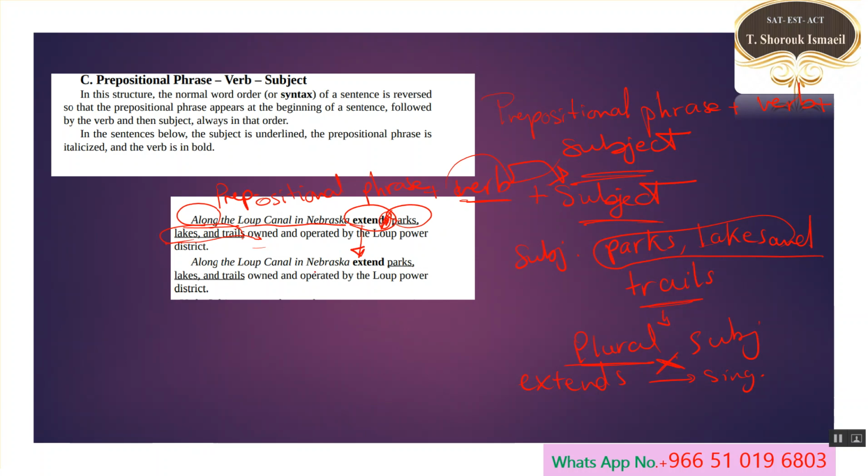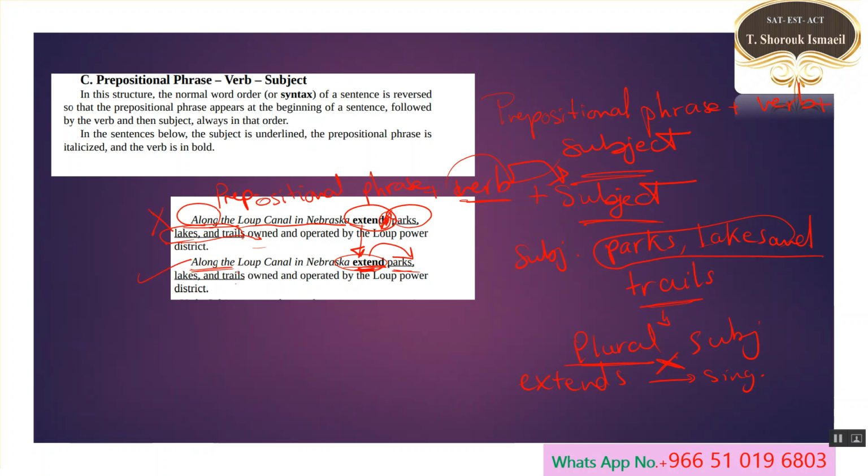So it will be along the Loop Canal in Nebraska, extend. Why do I have the verb here without S? Because its subject is after, not before. What comes before is a prepositional phrase. What comes after the verb is its subject: parks, lakes, and trails. This is the subject preceded by its verb, and it is in the plural form. So actually, this one is correct, but this one was wrong.